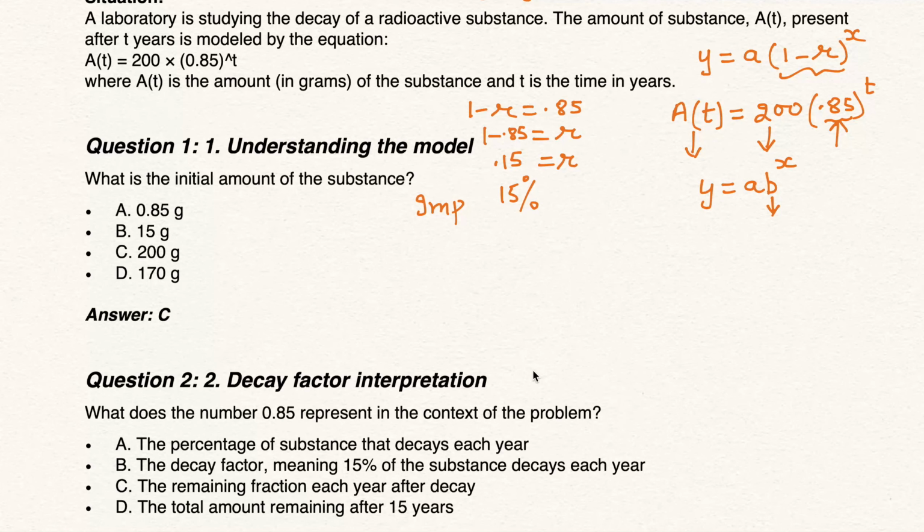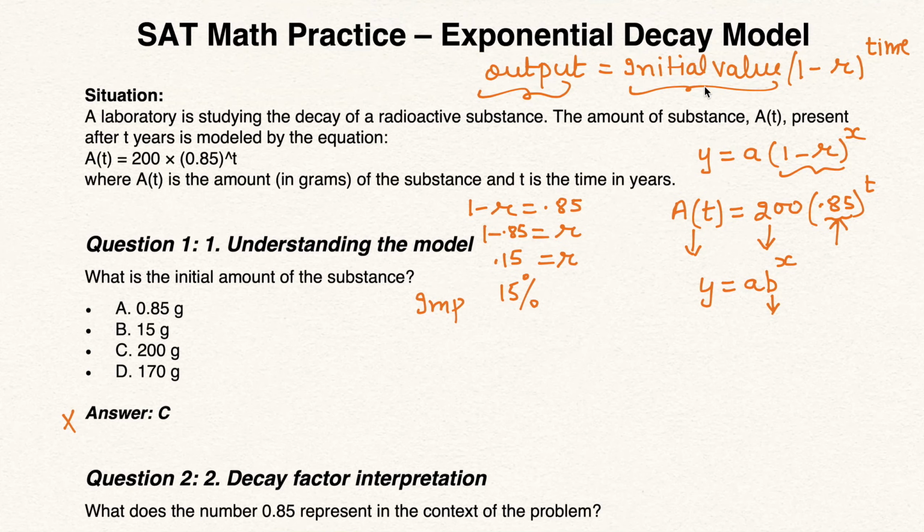Okay, now we have analyzed the situation too much. Let's do the question. And there is a catch here. Maybe this answer is not correct. So we have to check whether the option given here is right or wrong. What is the initial amount of the substance? Okay, so that is the initial value, we know that, which is 200 grams. Yes, that's the right answer.